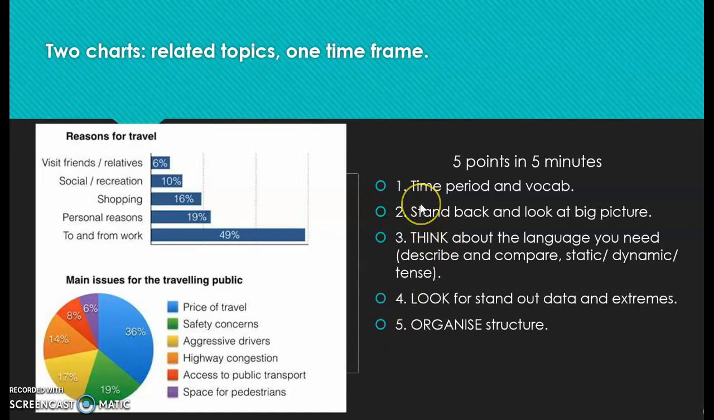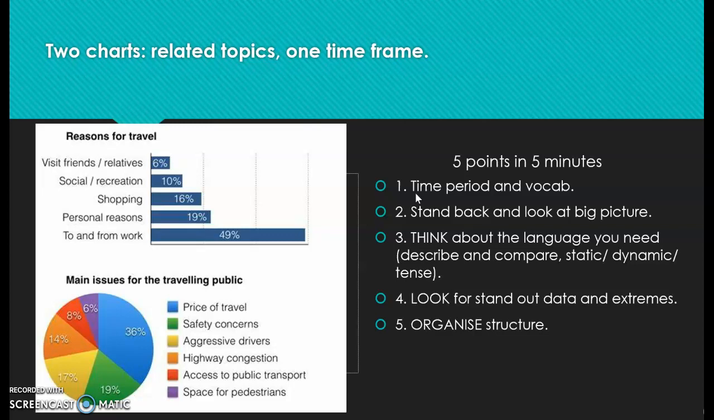So you're going to do your 5 points in 5 minutes. This is your planning for this question. Time period and what kind of vocab are you going to use? So we're thinking travel, transport. Stand back and look at the big picture. What is it saying? Do I understand it? Think about the language you're going to need. We just looked at that.